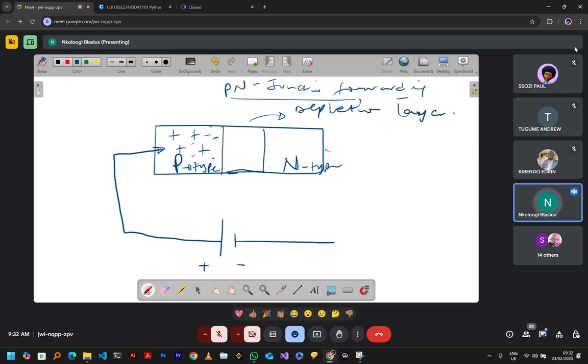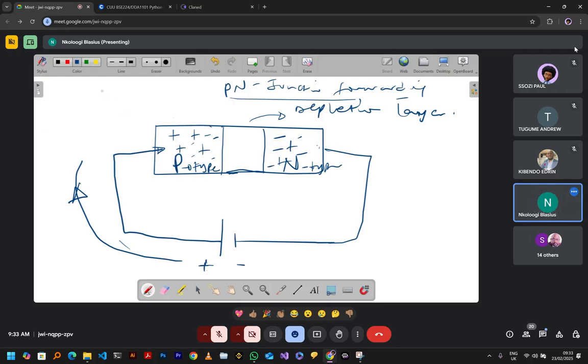And yet the N side always has the majority as the negative electrons, while the positive ions are minority. So in this case, if we give a supply from a battery here, remember current moves in the direction of the positive ions. So these positive ions that are coming from the battery here, they will come and meet the majority of the positive ions in the P type side.